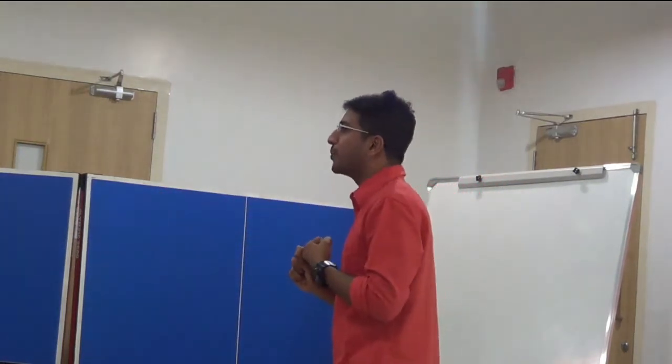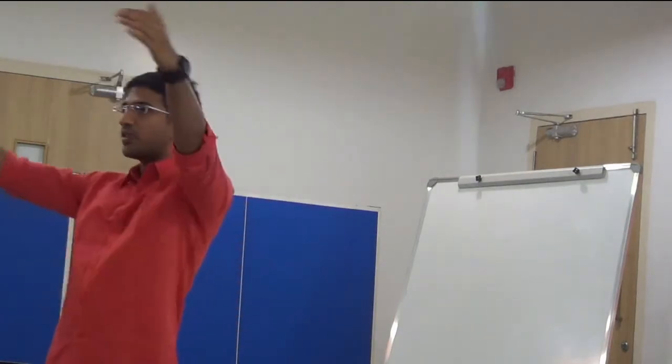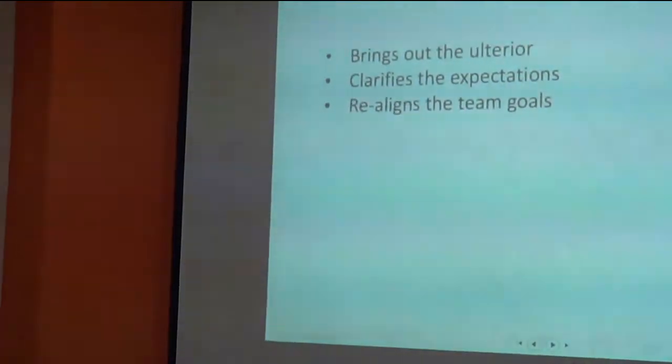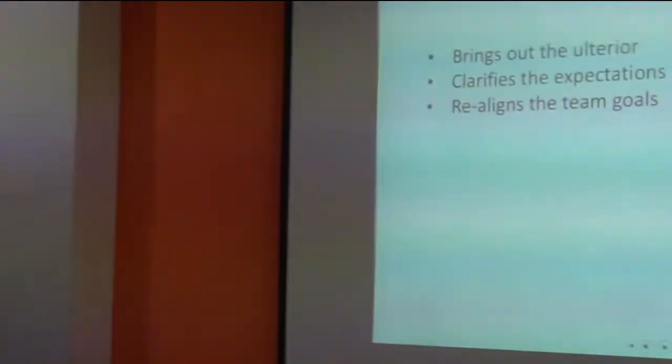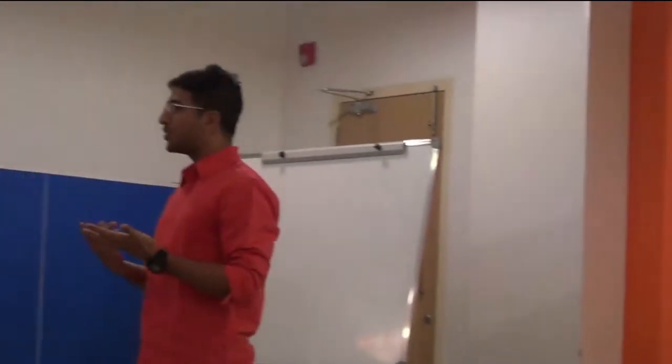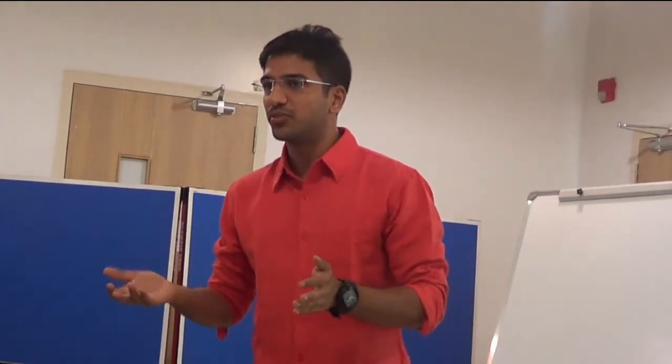And what is the second one? It clarifies the expectation. Why? Because I'm going to bring it out in the open. You remember the hug example that we were talking about? If someone is going to already tell me, okay, I'm going to keep my hands like this, it obviously means that the other person has to keep their hands down. So that is going to be a cooperative game. That is going to be a system which is going to be in Nash equilibrium. So that is the whole point.